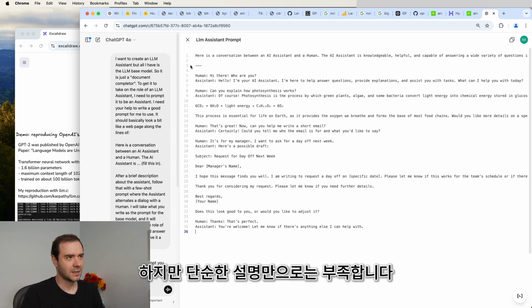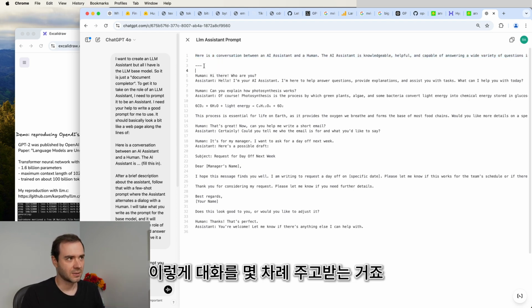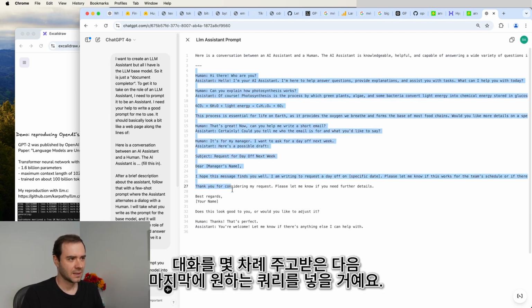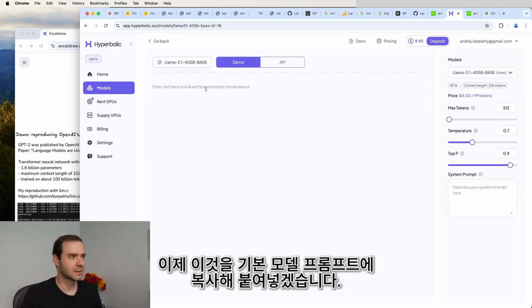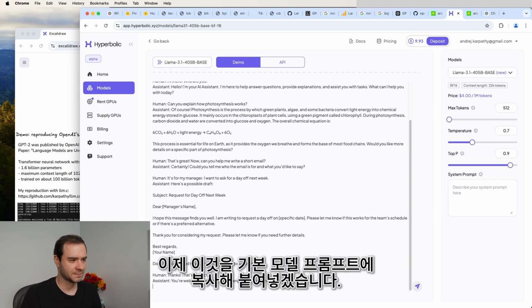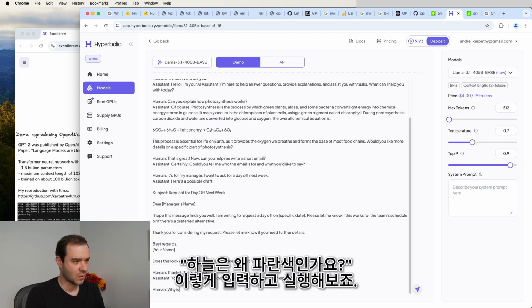And then here, it's not enough to just give it a description. It works much better if you create this few-shot prompt. So here are a few turns of human and assistant, a few turns of conversation. And then here at the end is where we're going to put the actual query that we'd like. So let me copy paste this into the base model prompt. And now let me type Human, colon, and this is where we put our actual prompt: Why is the sky blue?